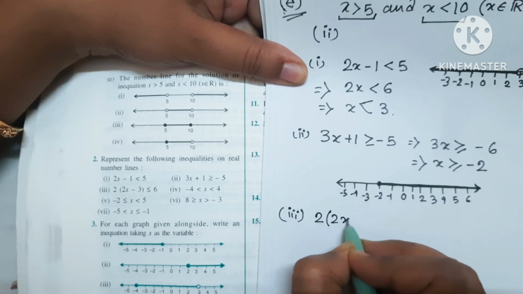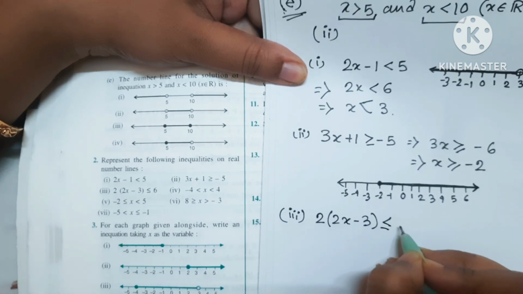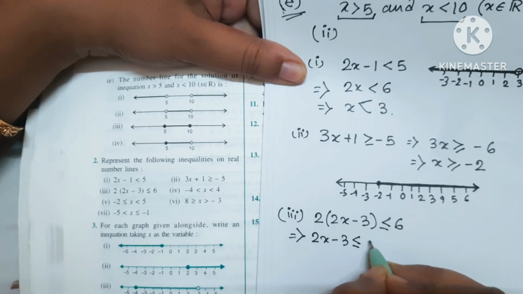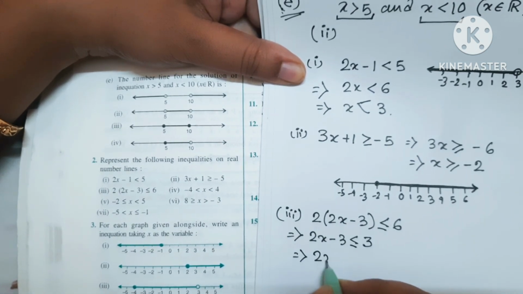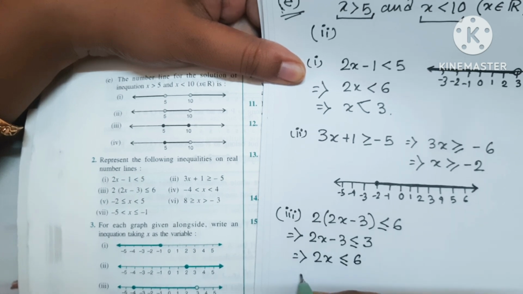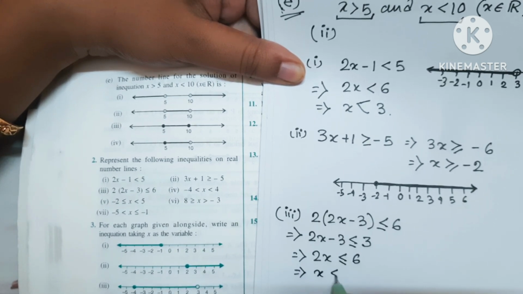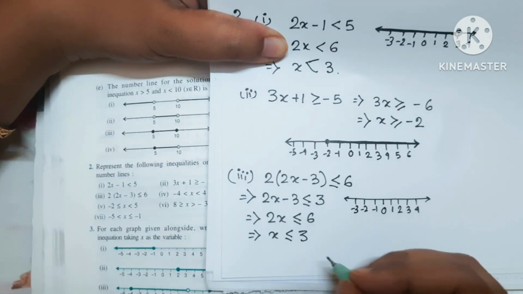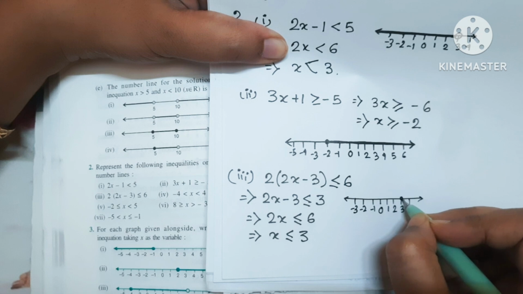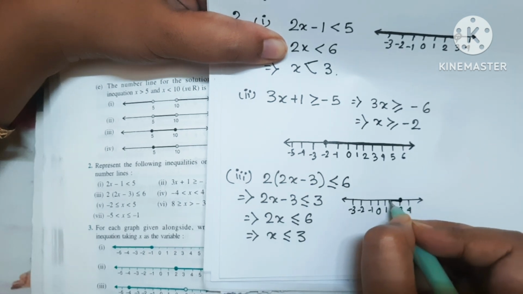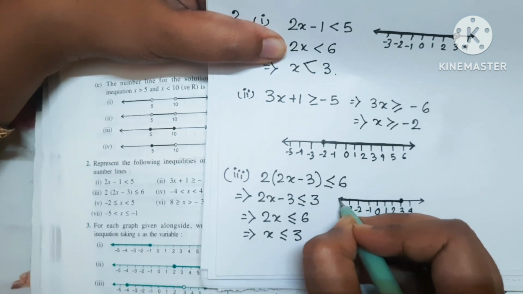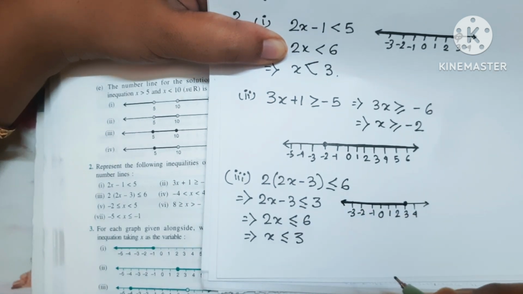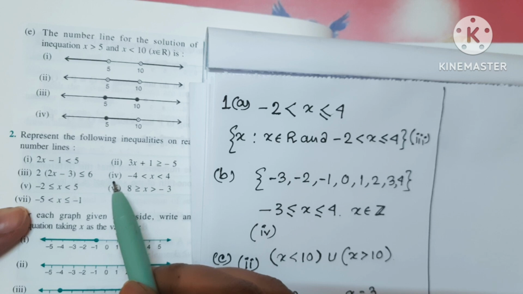2 into 2x minus 3 is less than or equal to 6. Now if you simplify, 2x minus 3 is less than or equal to 3, so 2x is less than or equal to 6 and x is less than or equal to 3. So if I draw this, since it is less than or equal to 3, it will be like this. Okay, clear?